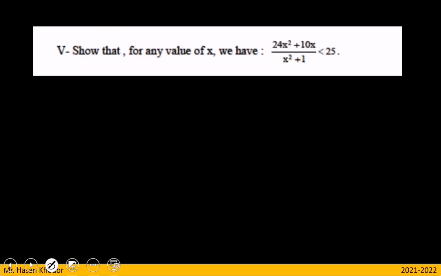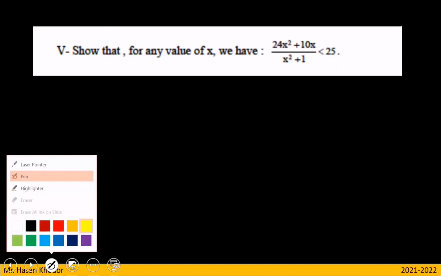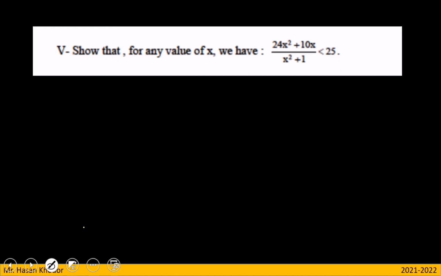Now move to number 5. It's a very important objective, which indicates if we want to prove a number greater than the other, we subtract them and the difference must be positive. However, if we want to prove a number less than the other, we subtract them and the difference should be negative. Now here, we want to prove that the left-hand side is less than the right-hand side. What do we do? We subtract them as we said before.